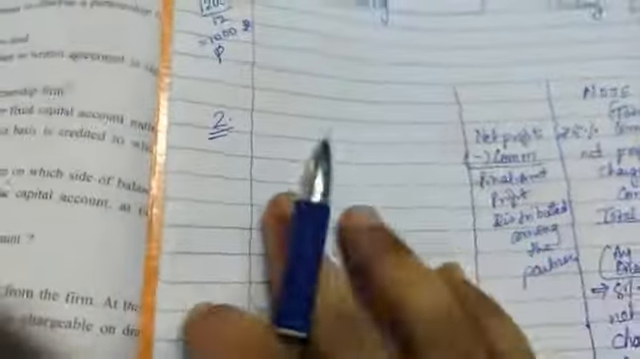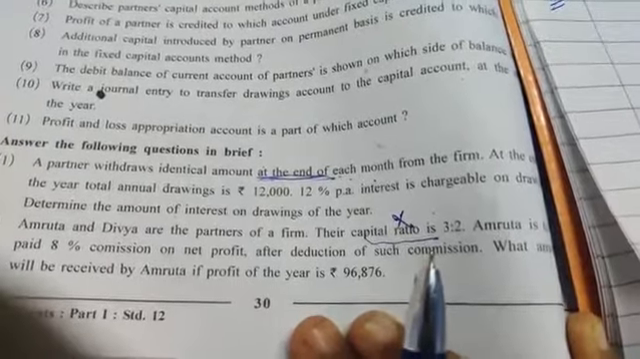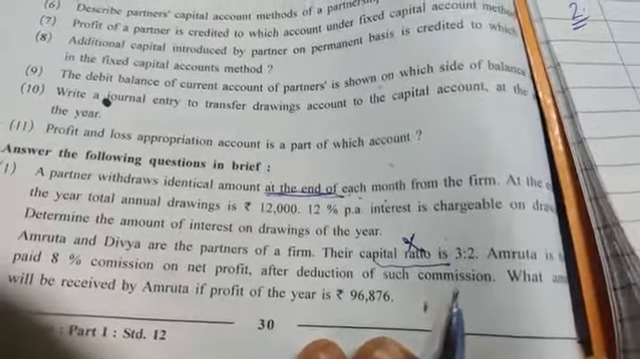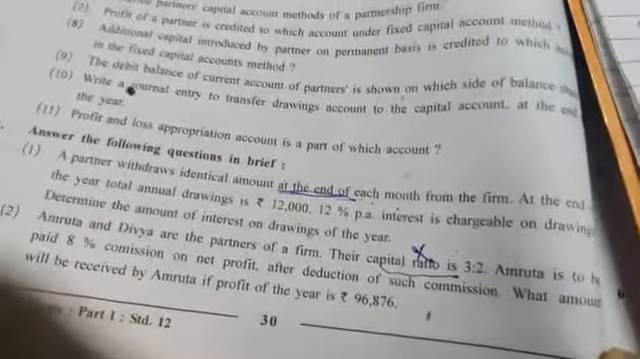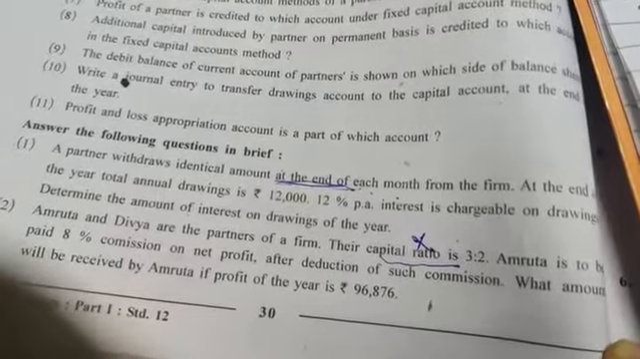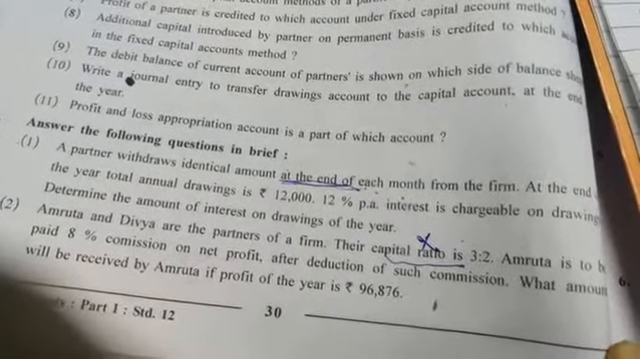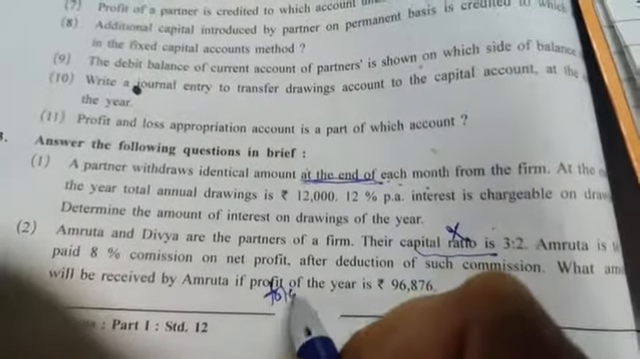So now see the final sum. Okay, we will be seeing the final sum that they have given. See, Amruta and Divya are partners of a firm. Their capital ratio is 3:2. Capital ratio is of no use. Amruta is to be paid 8% commission on net profit. After deducting such commission, what amount will be received by Amruta if the profit of the year is 96,876? See, here they have given the total profit of the firm.